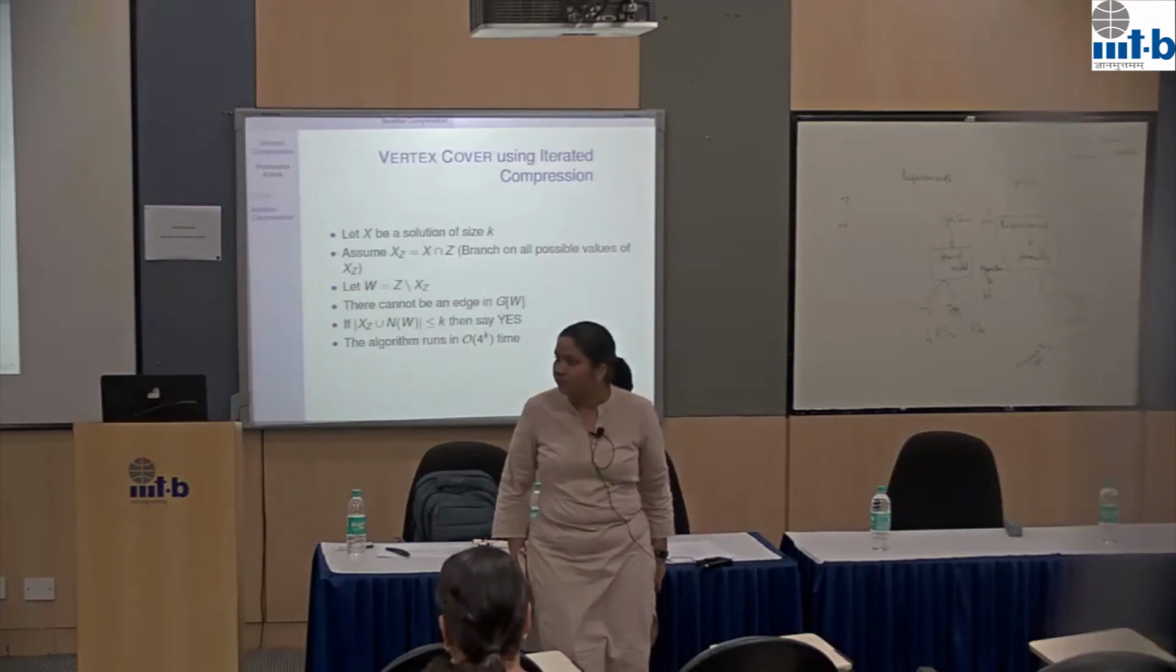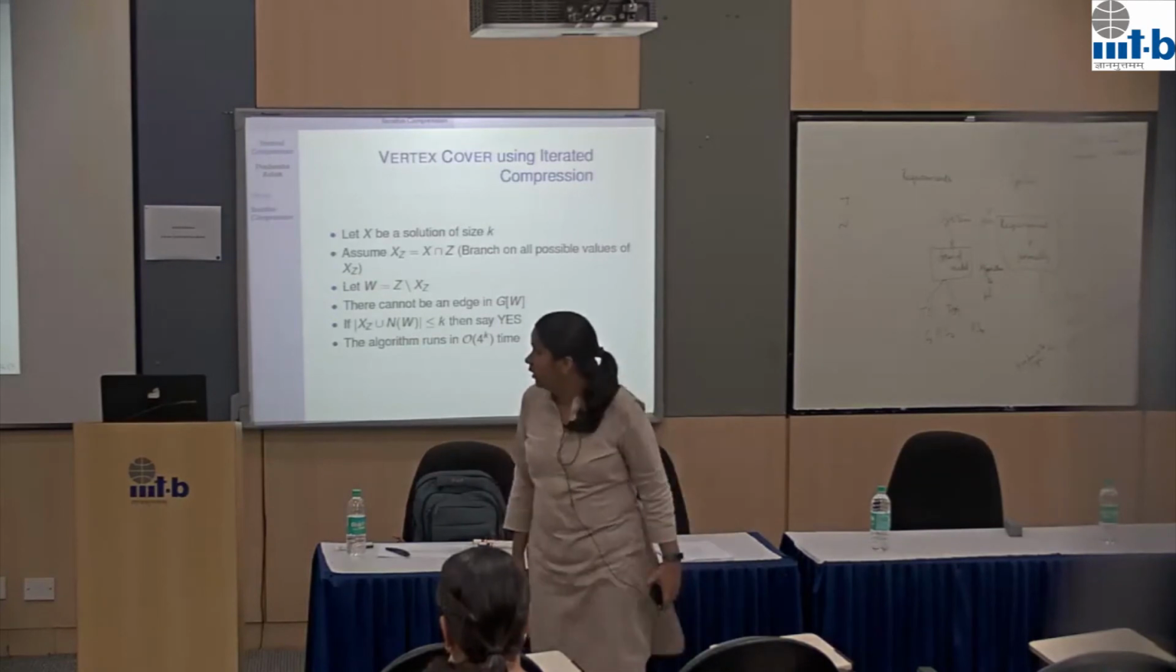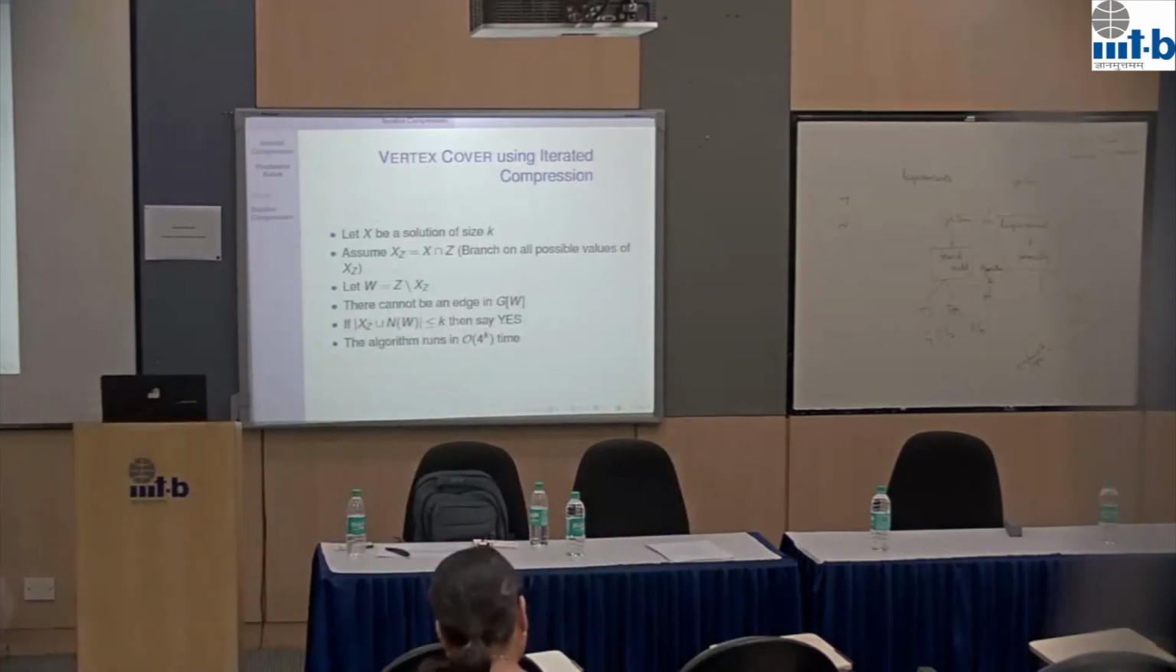No. See, the running time is because of the number of values XZ can take. XZ is all possible subsets of Z, and Z is of size 2k, therefore all possible subsets of Z is 2 to the power 2k, which is 4 to the power k. So my question is, can we reduce the size of Z to k plus 1 or k plus 2 or whatever? For this problem, we know that the optimal solution will be from that section.